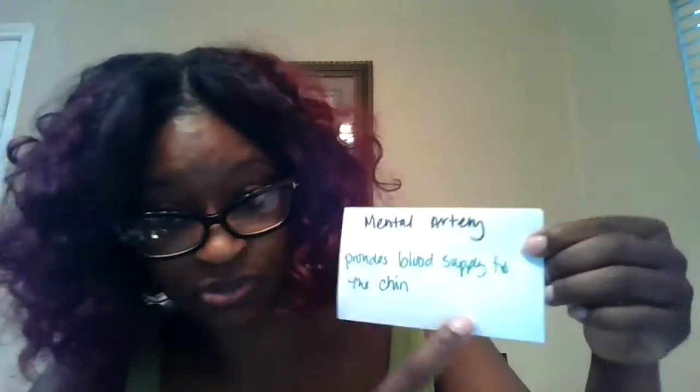Then your mental artery, which provides blood supply to the chin. Your superior and inferior labial arteries provide blood supply to the lips, and your circle of Willis. It includes nine arteries: your right and left internal carotid, your anterior communicating, your right and left anterior cerebral, your right and left posterior cerebral, and your right and left posterior communicating arteries.